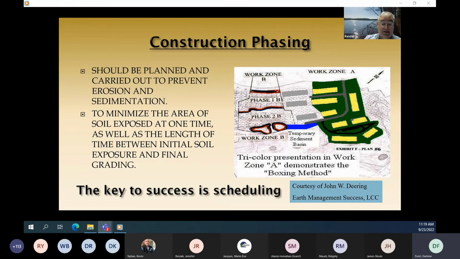We don't want to have any issues. So they take the time to do that. And that's something that needs to get relayed to the contractor. That's something that needs to be written into the construction phasing, especially when you're working on critical projects on sites that are close to resources.